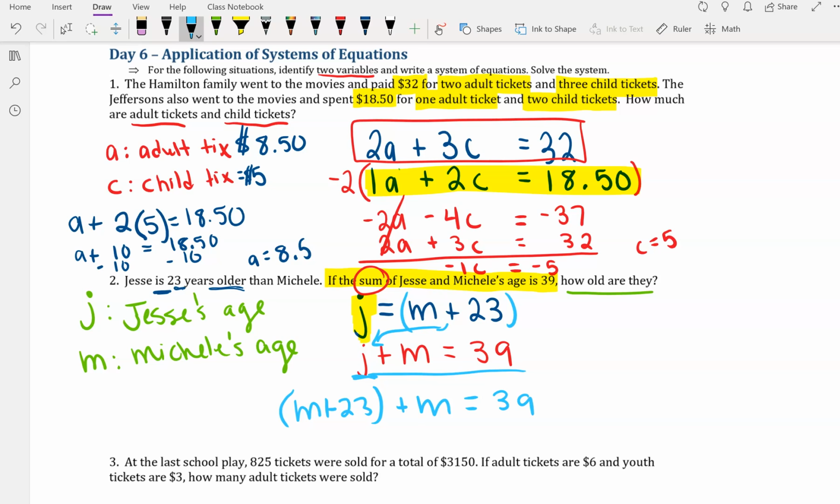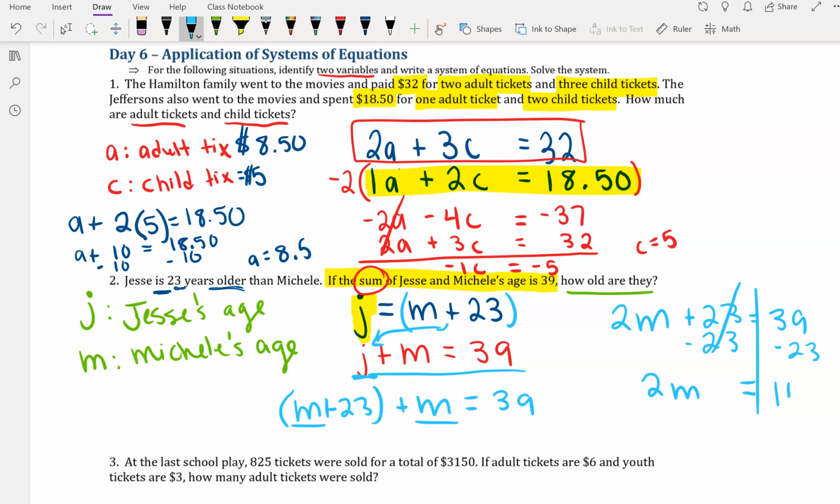And then simplify. There's nothing to distribute into those parentheses, so they're not really necessary. I'll just combine like terms. M plus M is 2M plus 23 equals 39. And then I'm going to solve by moving things away from the M. So to get rid of the 23, I subtract 23. 2M is all that's left on the left side, equals 16. And then divide by 2. M equals 8.